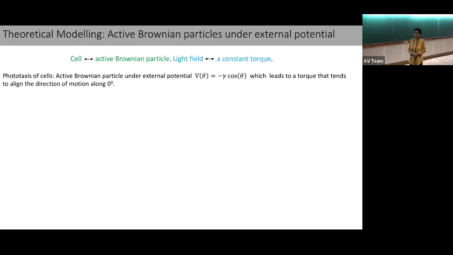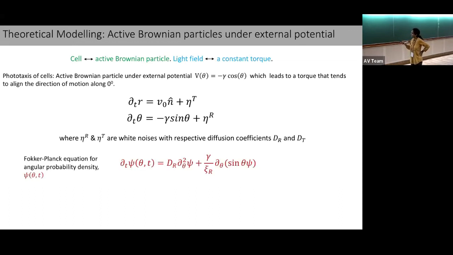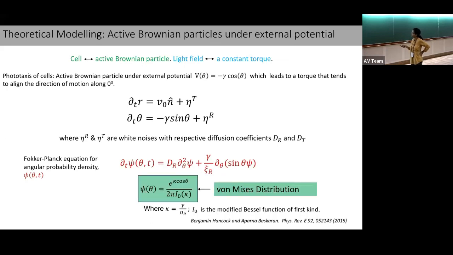So, here is the active Brownian particle model. Essentially, a cell running towards light is an active Brownian particle in the presence of an external potential. And so here the light is effectively an external torque that will reorient the cell towards light. So our potential is going to be angle dependent, and then you can write these equations of motion, and then go back to the Fokker-Planck picture of probability density and solve it to get the expected distribution function for the angular probability density. This is called a von Mises distribution.